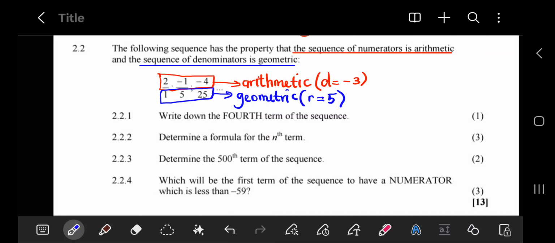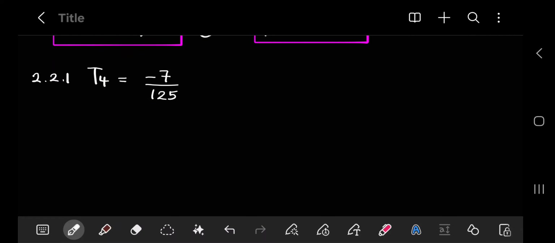Okay, the first question says, write down the fourth term of the sequence if we continue in this manner. In the numerators, we would expect the fourth numerator to be -7. And how we get that is we take the -4, we minus the 3, which is the difference, and we get -7. And we expect the fourth denominator to be 125, because remember, we are multiplying by 5 each time. So let's write that down. Okay, so here we have it. Term 4 would be -7 over 125.